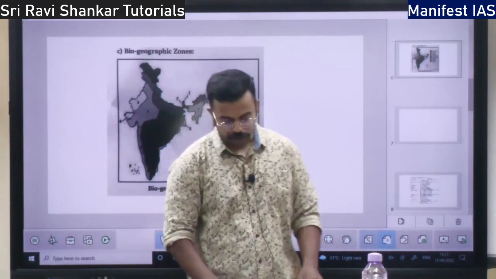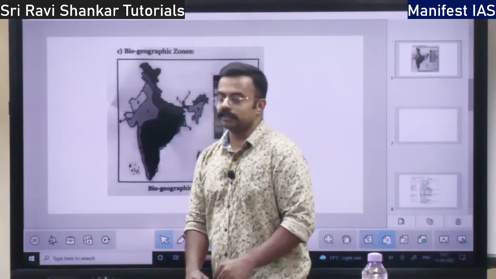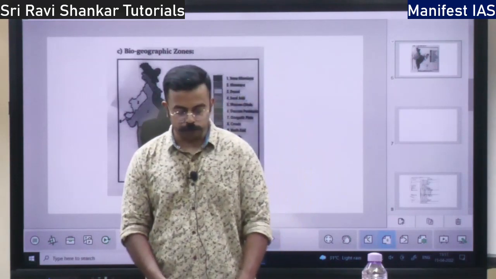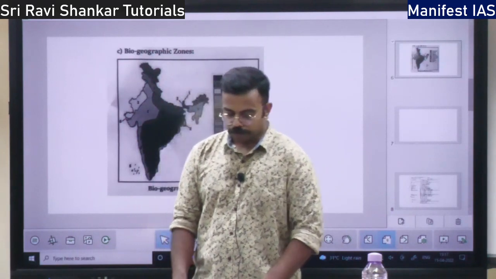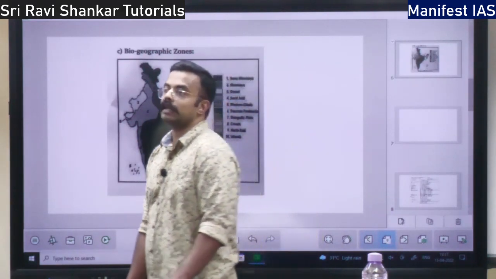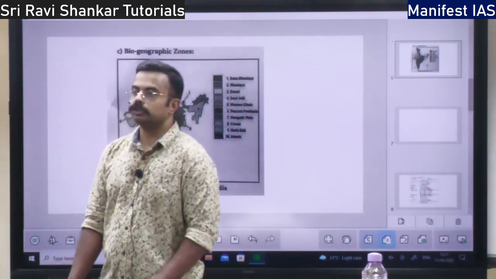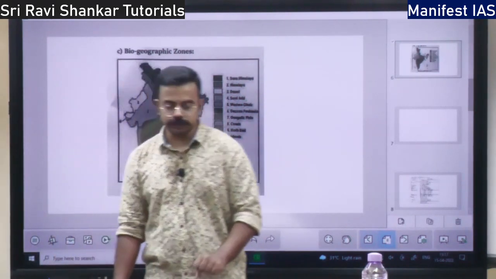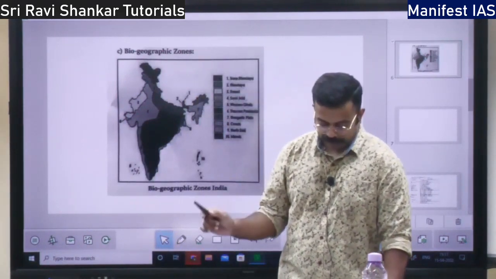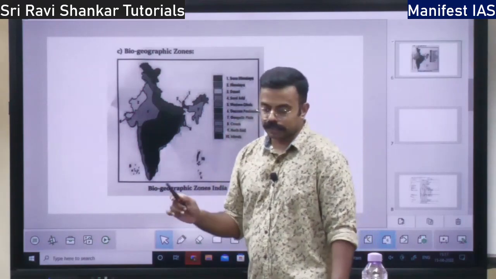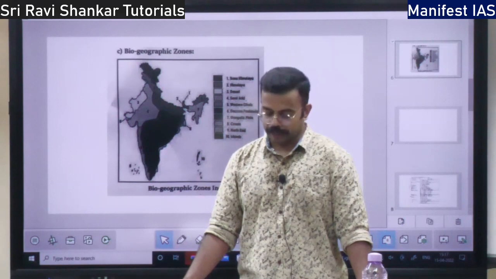So deciduous forest forms one biome, and the third biome is warm desert. The fourth biome is coniferous forest, and the fifth biome is alpine meadows. Alpine is the cold region. So these are the 5 biomes which you should know by heart: tropical humid forest, deciduous forest, warm desert, coniferous forest and alpine meadows. These you should know by heart.